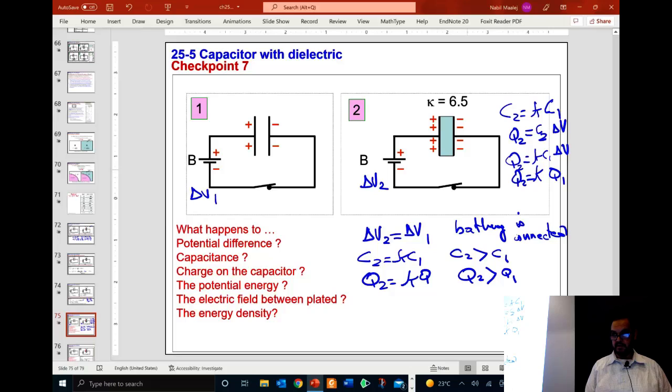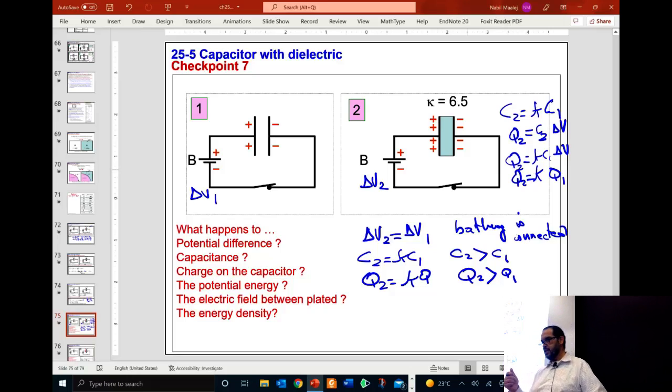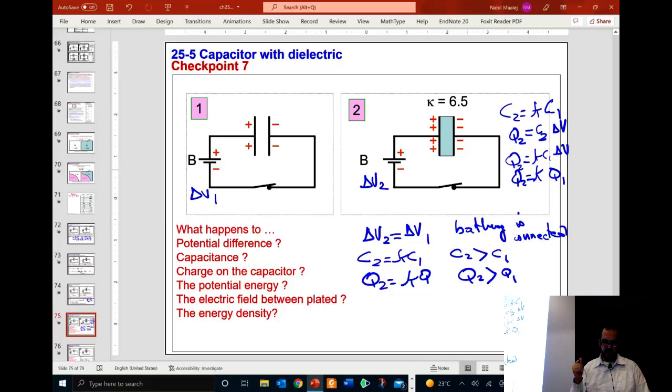Let's ask again. What happens to the potential energy? And you have 3 equations for potential energy. Who says it increases? Raise your hand. Who says it decreases? Remains the same? Okay, so the majority are saying it increases.